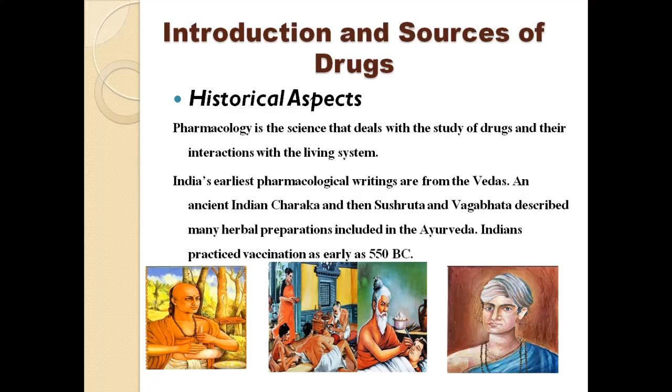India's earliest pharmacological writings are from the Vedas. An ancient Indian, Charaka, and then Sushruta and Bhagavata described many herbal preparations included in the Ayurveda. Indians practiced vaccination as early as 550 BC. So here we can see the images of Charaka, Sushruta and Bhagavata.